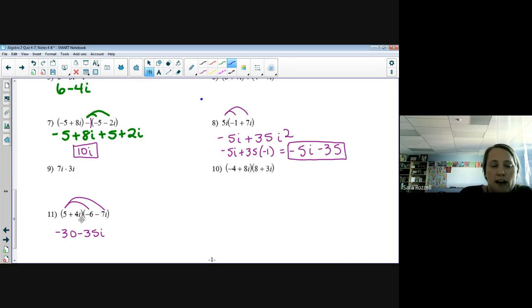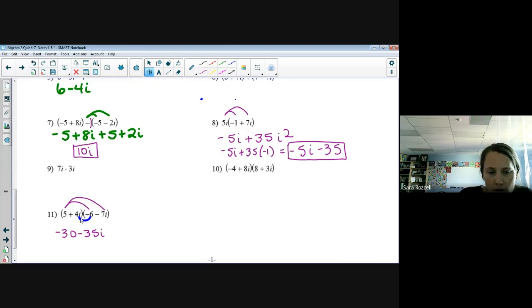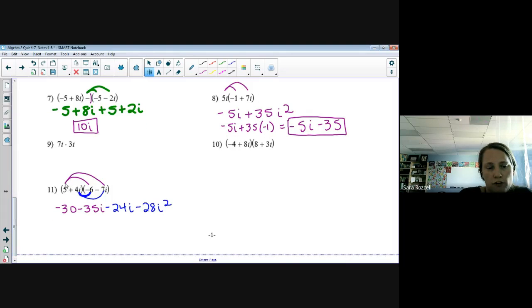All right, so we did the 5. Now we'll do the 4i. Oops, I wanted the thin marker. So 4i times negative 6 is negative 24i. 4i times negative 7 is negative 28i squared. So my first one times both, my second one times both.